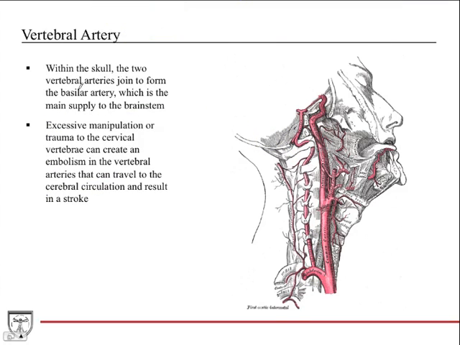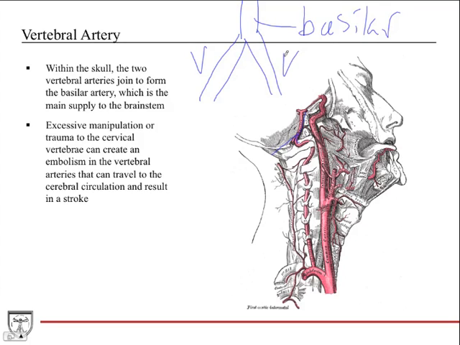Within the skull, the two vertebral arteries, you can see both here, come up like this and form an artery called the basilar artery. So this is one vertebral artery, this is the other, and they converge here within the skull. The basilar artery is the main blood supply to the brainstem. We will not go into any more detail than that because that is a neuroanatomy topic, but just so you're aware of it.